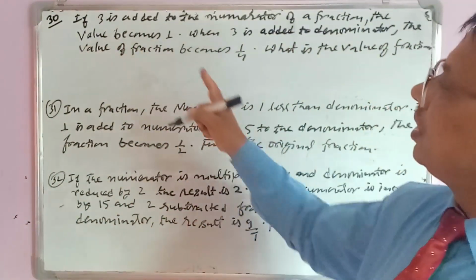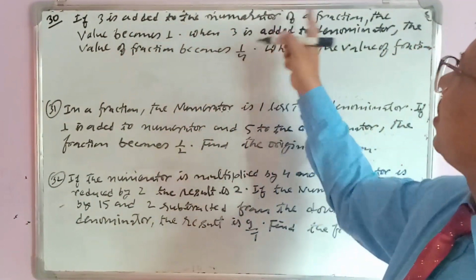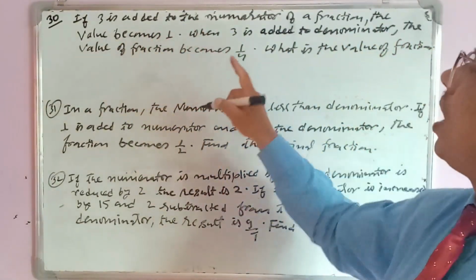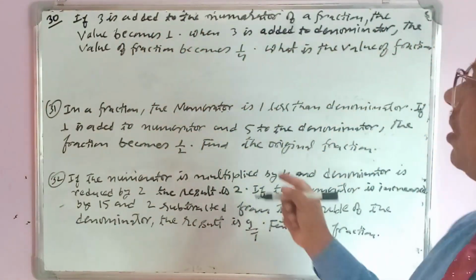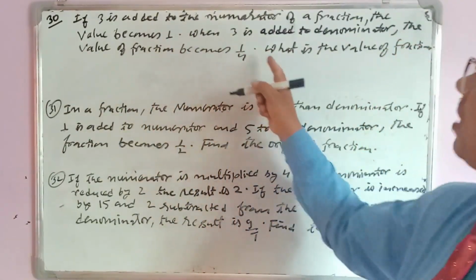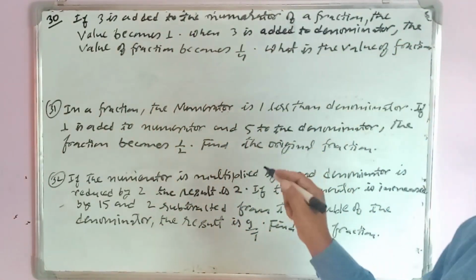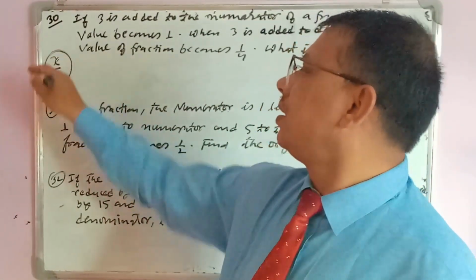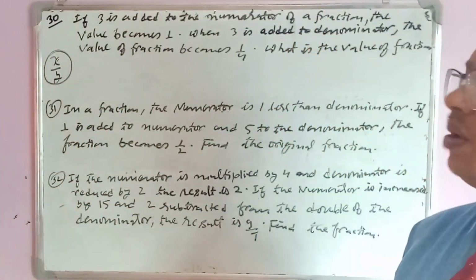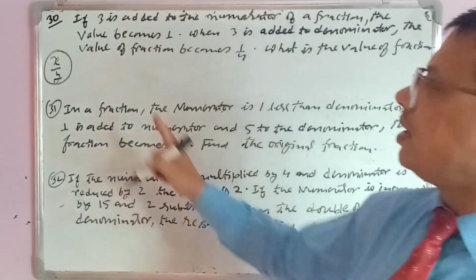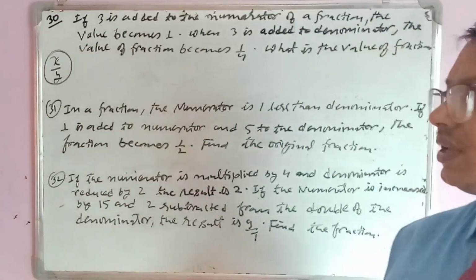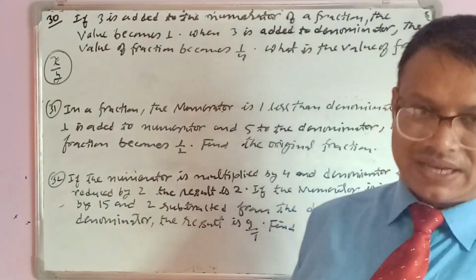Question number 30. If 3 is added to the numerator of the fraction, the value of fraction becomes 1. When 3 is added to the denominator, the value of the fraction becomes 1 by 4. What is the value of the fraction? Now, let x by y be the fraction. I believe you know that x is the numerator and y is the denominator.